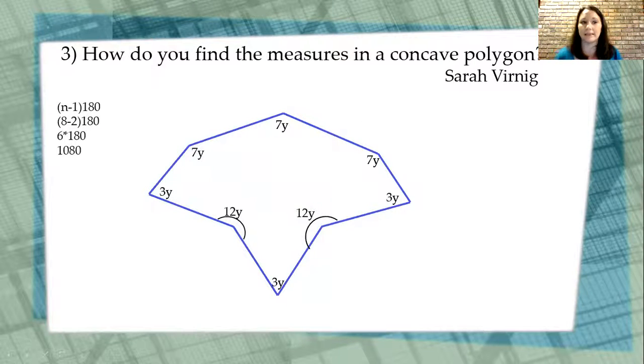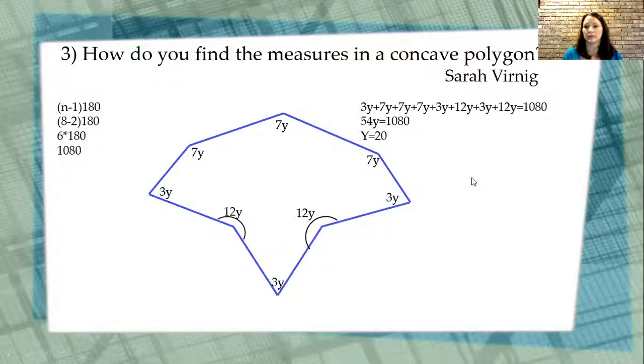So our formula is n minus 2 times 180. And n is the sides, how many sides you have in the shape. So 8 minus 2 is 6. 6 times 180 is 1,080. So now you're like, okay, well, we have that. What do we do now? Well, you're going to set it equal to all of these numbers that we have inside of our polygon added up. So we're going to have 3y plus 7y plus 7y plus 7y plus 3y plus 12y plus 3y plus 12y equals 1,080.